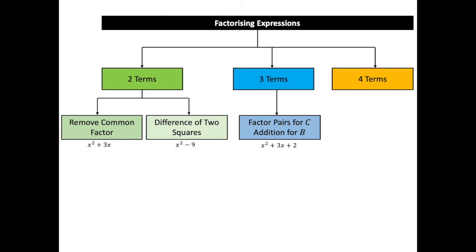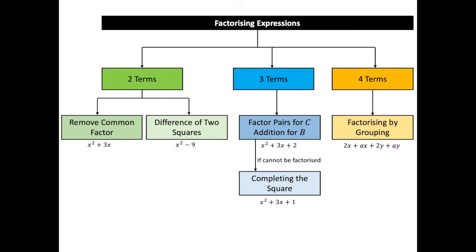If I can't use that method and I've got three terms, then the method you have to go to is completing the square. So for example, x squared plus 3x plus 1, my factor pair of 1 is 1 and 1. I can't use my first method to factorize those three terms. Then I have a look at factorizing it by completing the square. And then if I've got four terms, you look at factorizing it by grouping. So that's a bit of a flowchart as to how you can choose the correct method when you are factorizing.